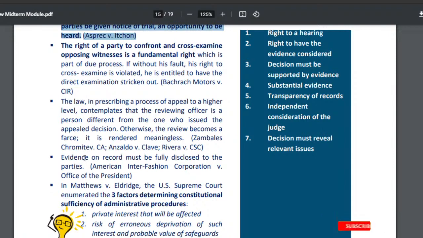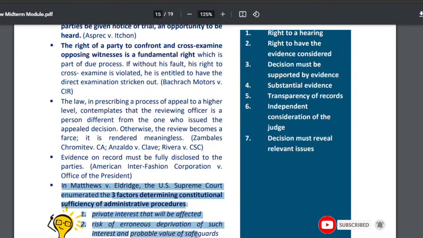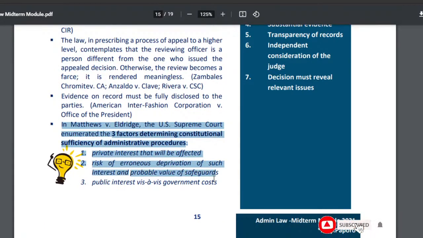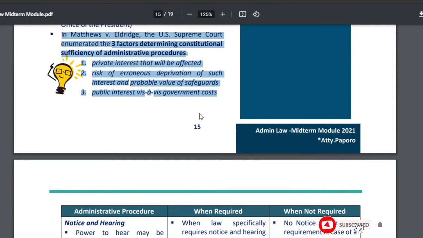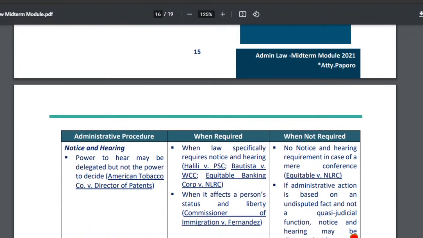In Matthews versus Eldridge, the U.S. Supreme Court enumerated the three factors. This actually is part of your exam. The three factors determining constitutional sufficiency of administrative procedures are: first, the private interests that will be affected; second, the risk of erroneous deprivation of such interest and the probable value of safeguards; and finally, the public interest vis-a-vis government costs. Always remember these three factors determining constitutional sufficiency of administrative procedures, because this would come out in your midterm exams in activity 2. Okay, so you must do it in sentence format.